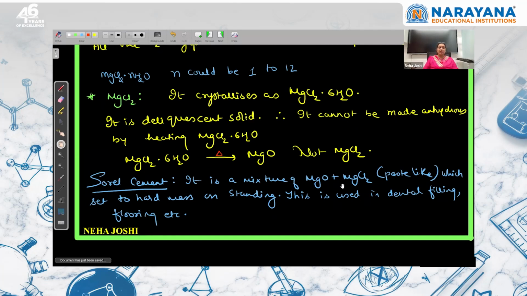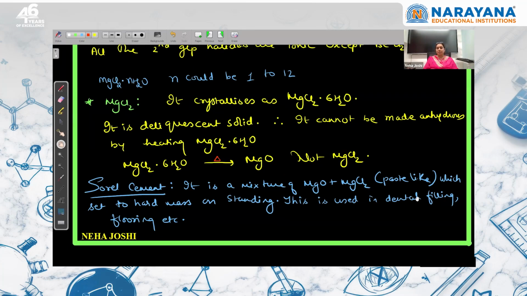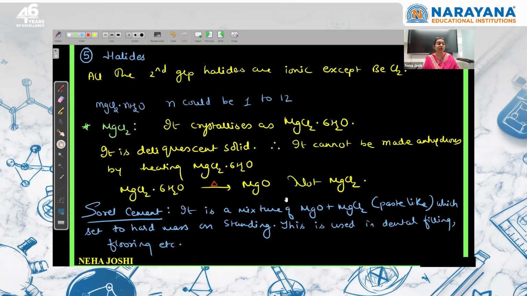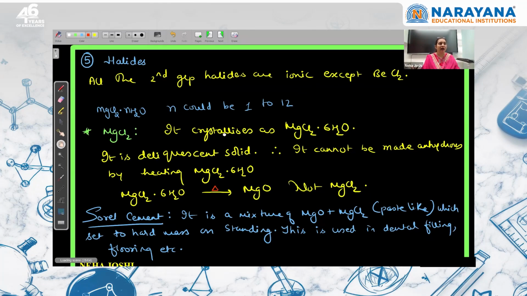Sorel cement is a mixture of MgO and MgCl2. A paste is prepared, which sets to a hard mass on standing, and it is used in dental filling, flooring, etc. Very commonly used in dental filling. If you go to a dentist to get a filling, this is what they will use. They will immediately take a small cup, take this Sorel cement, add water, and immediately they will fill. They won't let it be left in the atmosphere for some time, otherwise it sets and becomes hard.